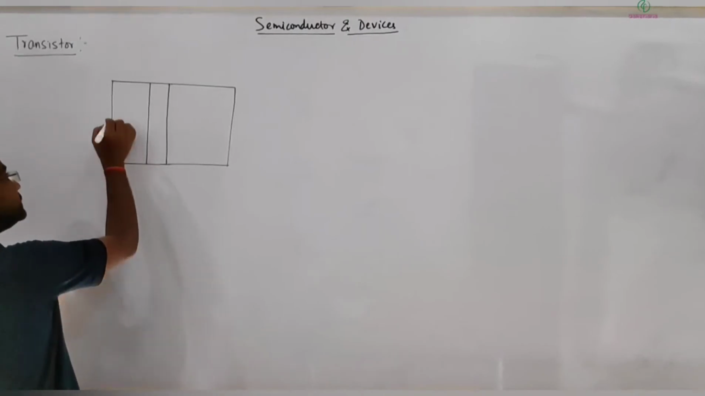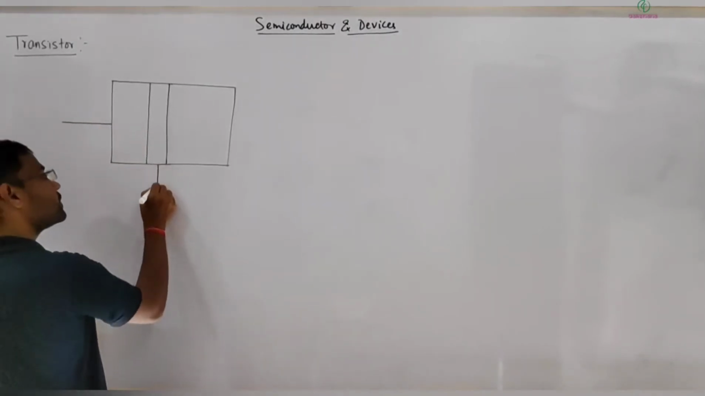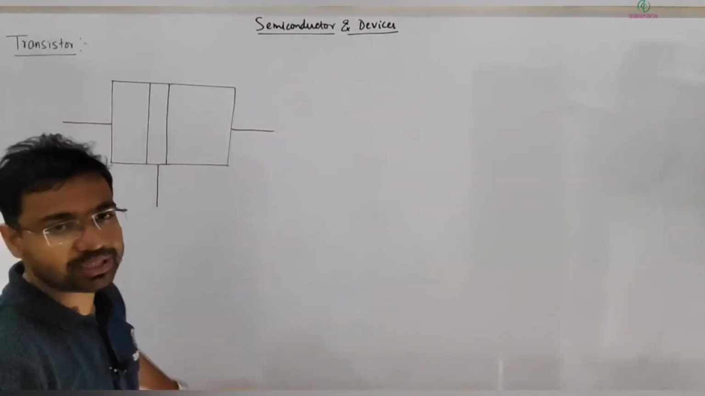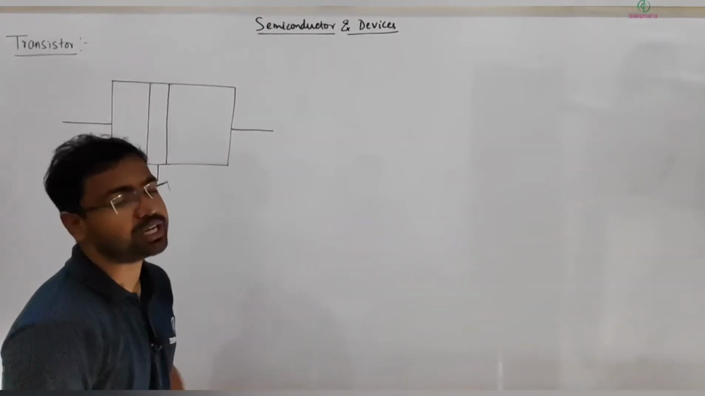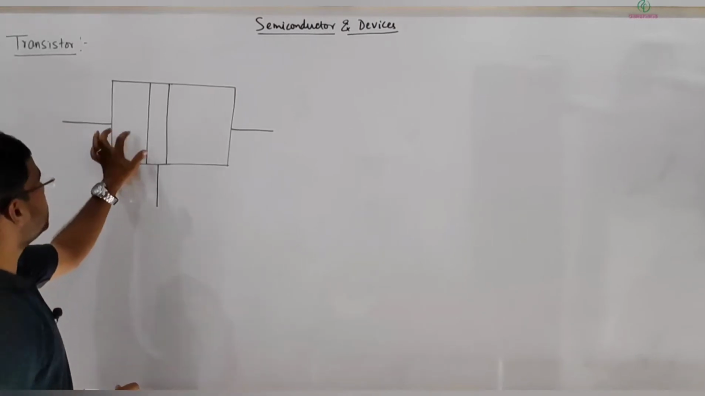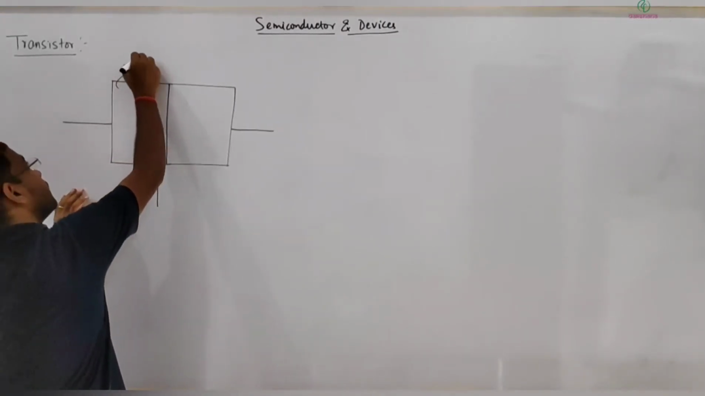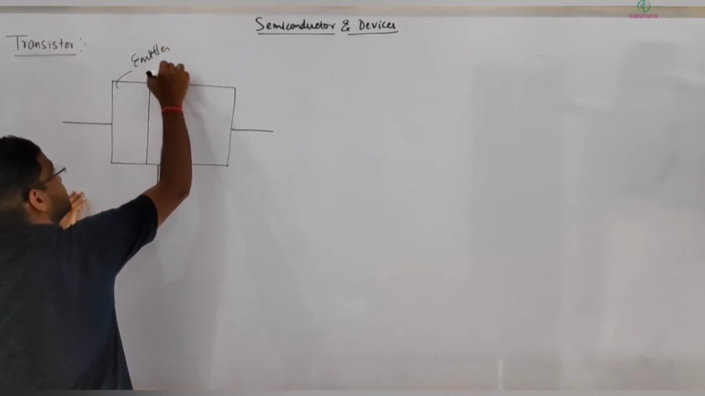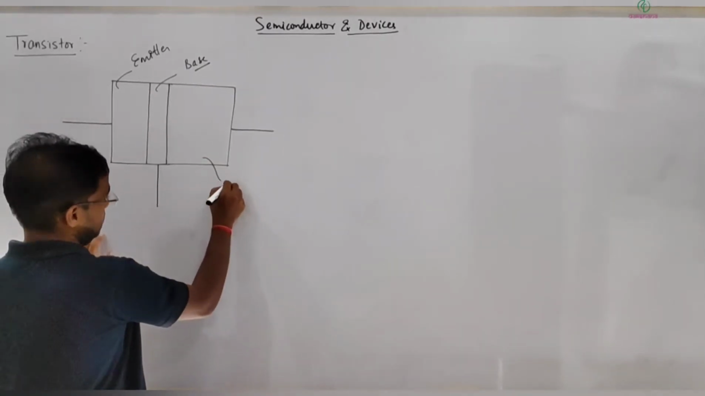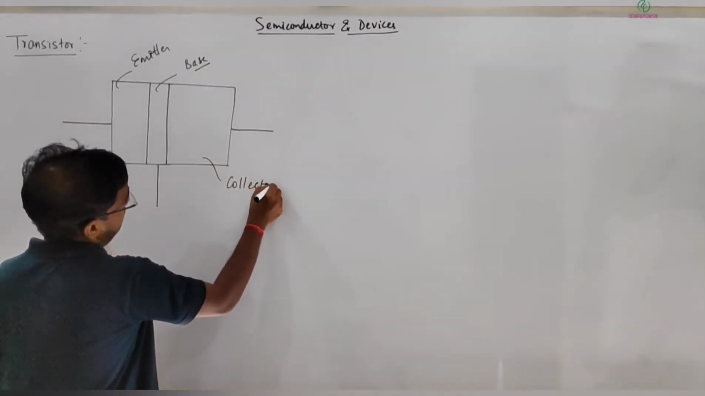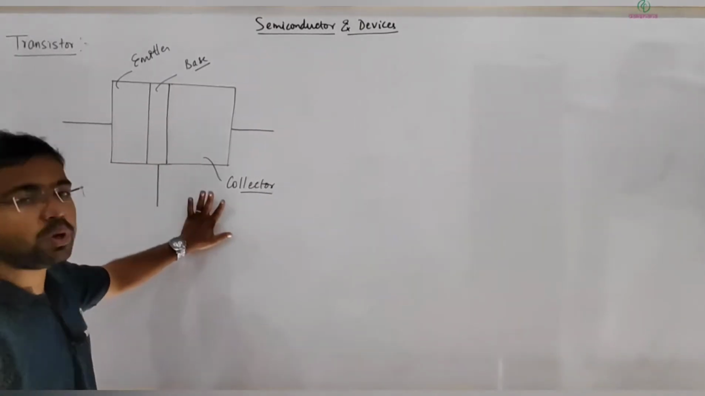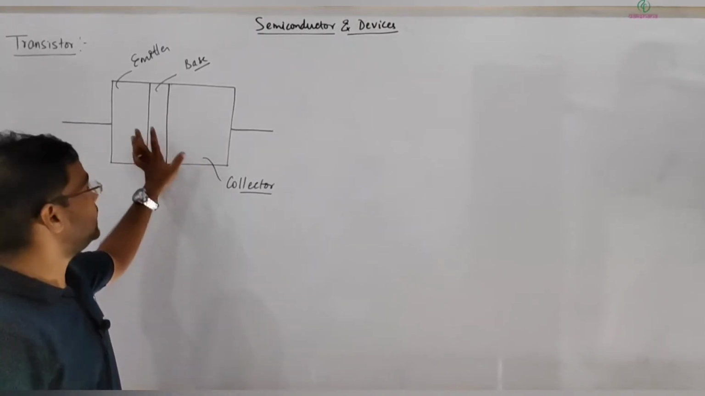So normally this is one semiconductor, another semiconductor, and this. Normally we have two terminals in any device, but here in the case of a transistor there are three terminals. One semiconductor is termed as the emitter, the middle one is always termed as the base, and this one is termed as the collector. These are the names of the three semiconductors in a transistor.